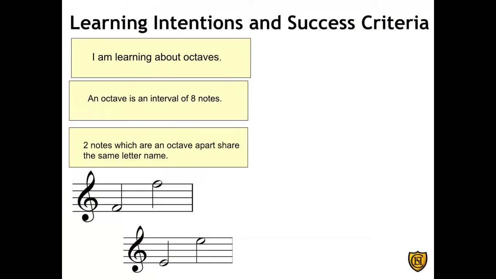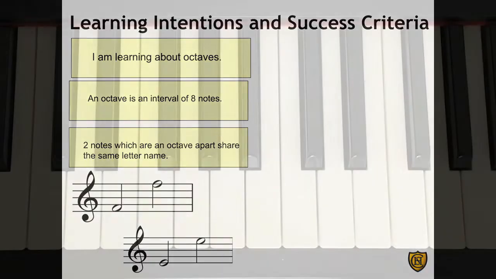In this example, we have two E notes which are an octave apart, one on the bottom line and one on the top space. Again, even though they share the same letter name, they are different in pitch, like this.